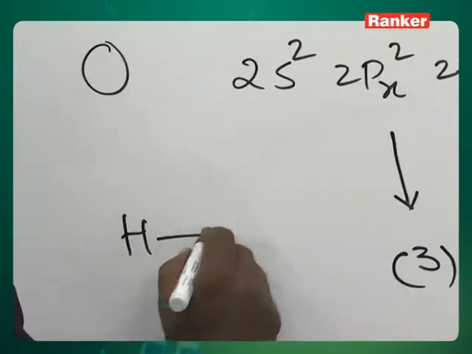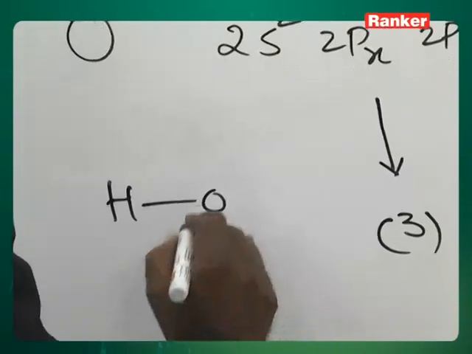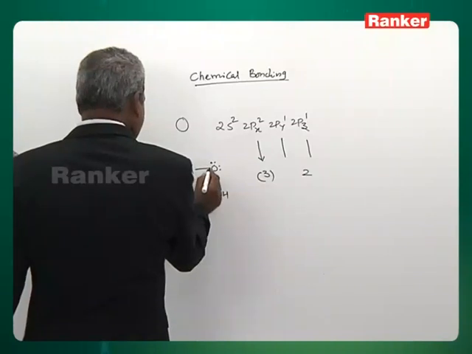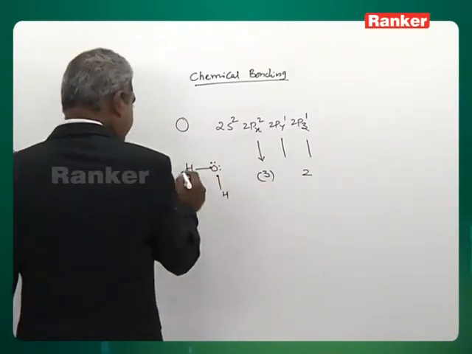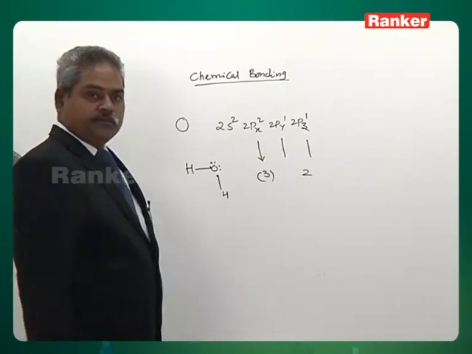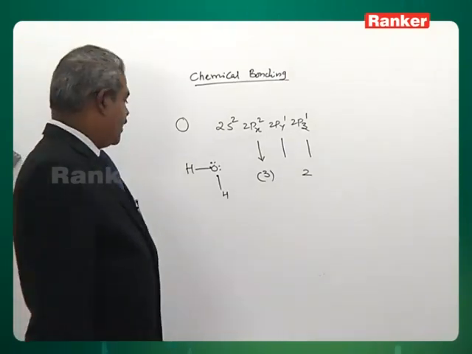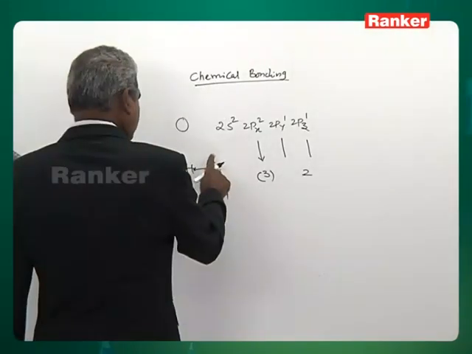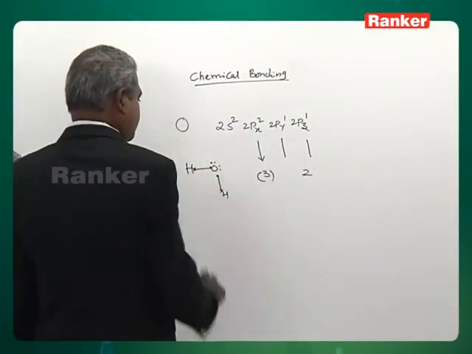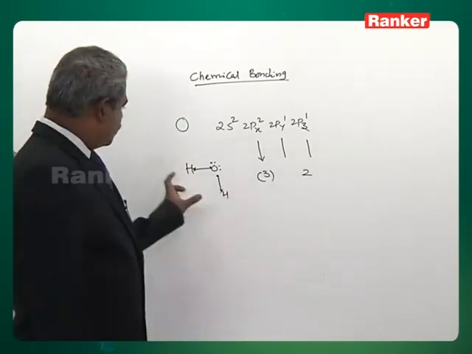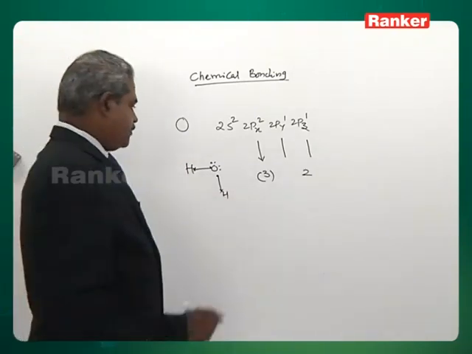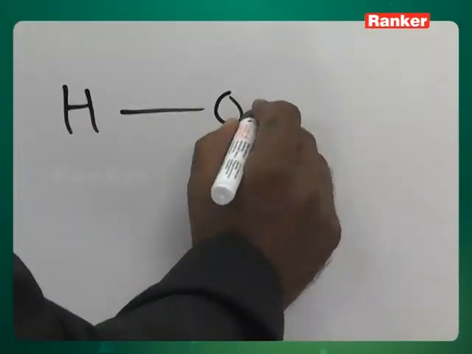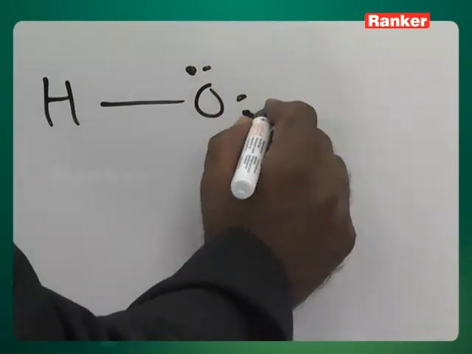H2O, where oxygen has 2 lone pairs, the pairs remain pairs, and the 2 unpaired electrons are already shared with hydrogen. So, you count the octet, 1, 2, 3, 4, 4 into 2, 8 electrons. Now, what can this water molecule do? It will donate 1 lone pair, H O H, H plus.